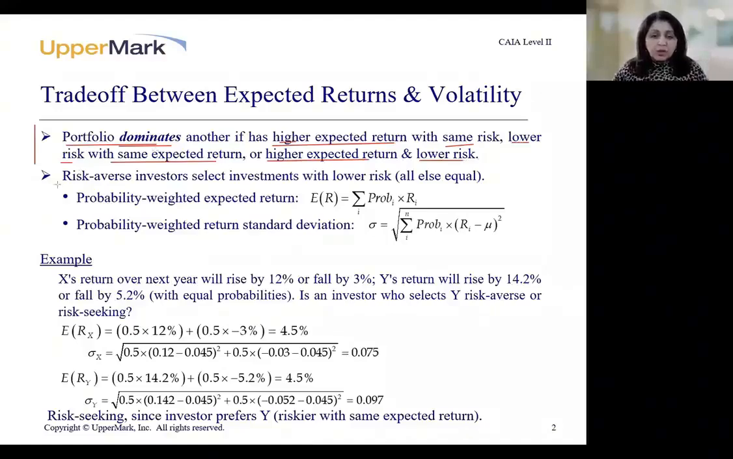With respect to investors that are risk averse, obviously they are not interested in taking risk or want to take lower levels of risk. And so that's what risk averse investors are. And when you're calculating expected returns and standard deviations in portfolios, you have to weight them in some way. And here we look at two formulas for weighting.